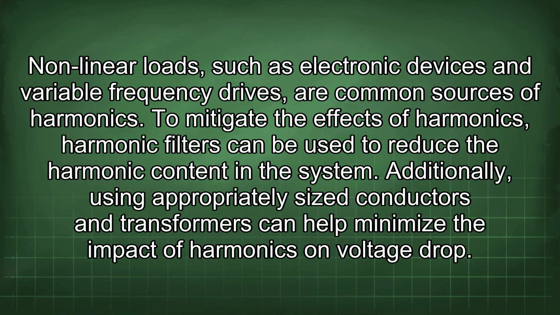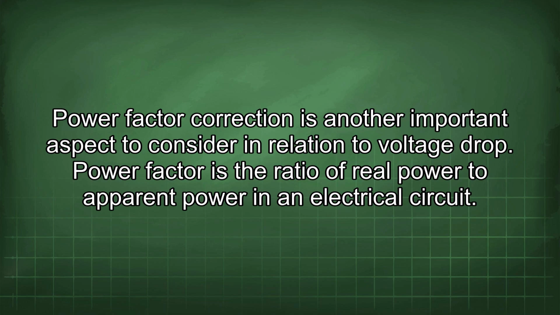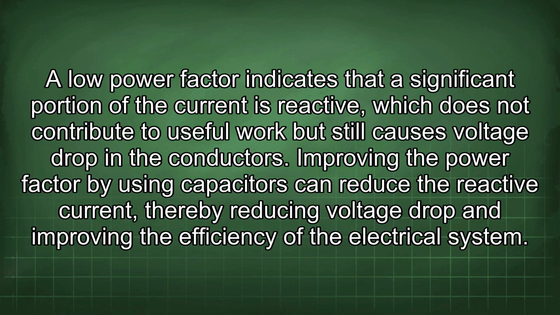Nonlinear loads, such as electronic devices and variable frequency drives, are common sources of harmonics. To mitigate the effects of harmonics, harmonic filters can be used to reduce the harmonic content in the system. Additionally, using appropriately sized conductors and transformers can help minimize the impact of harmonics on voltage drop. Power factor correction is another important aspect to consider in relation to voltage drop. Power factor is the ratio of real power to apparent power in an electrical circuit. A low power factor indicates that a significant portion of the current is reactive, which does not contribute to useful work but still causes voltage drop in the conductors.